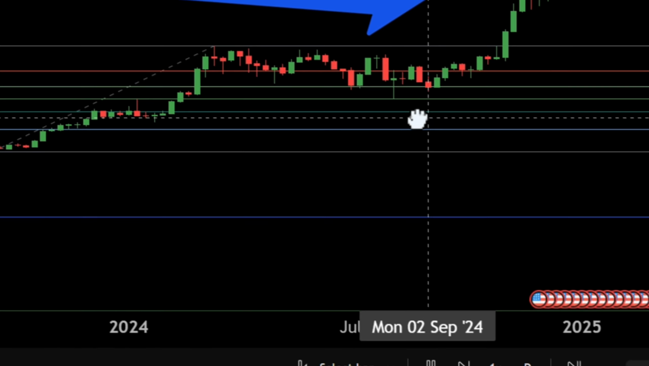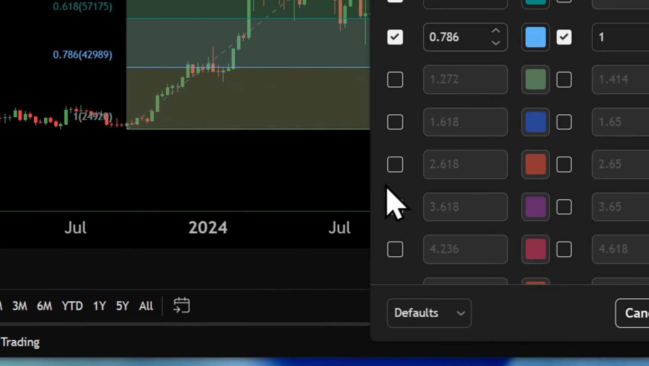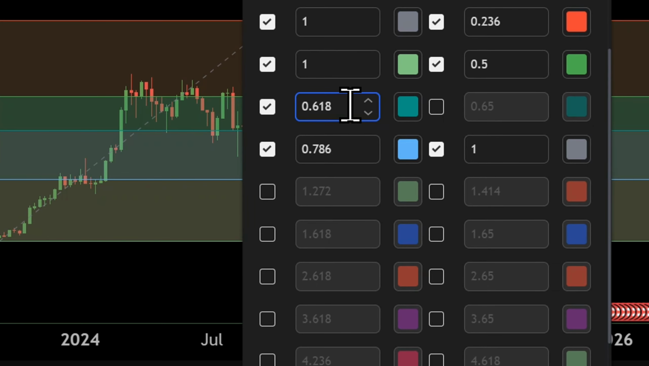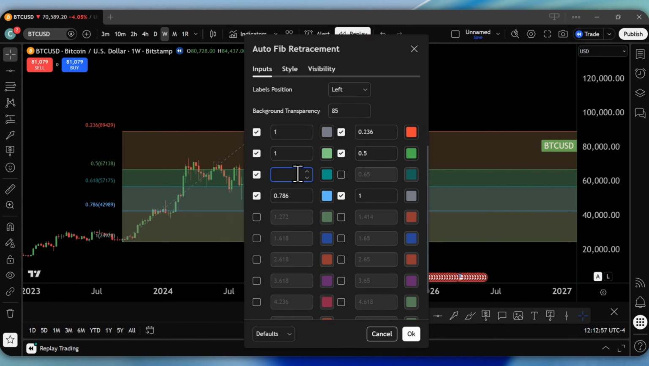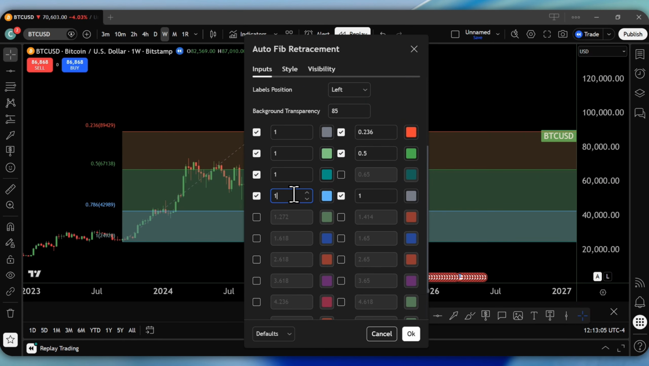As price begins to retrace, we can monitor how it behaves around those levels, and this is where things get interesting. Many beginners assume that a Fibonacci level is a buy signal. It isn't. A Fibonacci level is simply an area of interest.